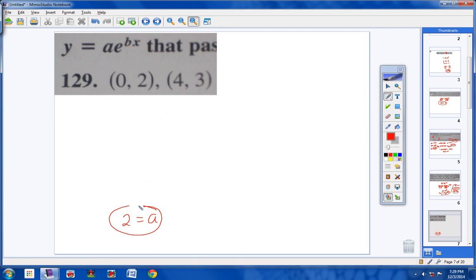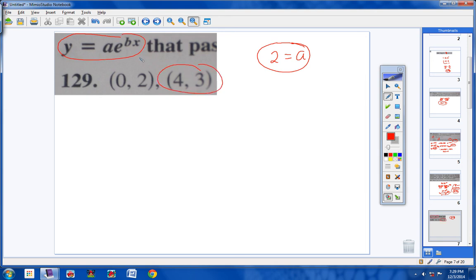Booyah. Done there. Okay? Now, let's pull this up here. So I found A. Now, let's take our model again, and now let's use this ordered pair. Plus, we know what A is too, so we can put 2 in for A. So here's my Y. I'm going to put a 3 equals, here's my A. I'm going to put a 2. Then my E. Then my B. And then for X, I'm going to put 4.